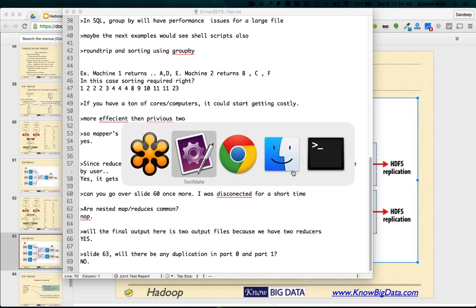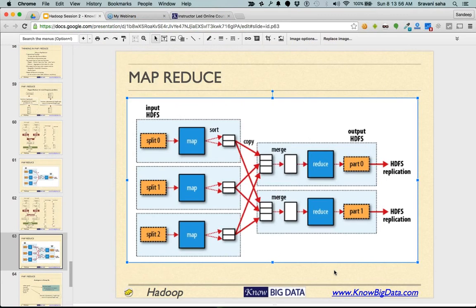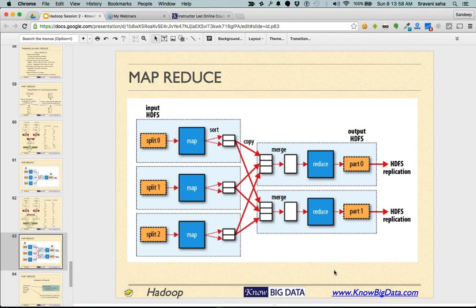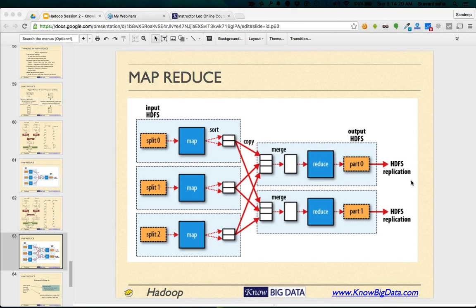It's a guarantee that Hadoop provides you, that one key will always be passed through one reducer. All the values of that key will be passed through that reducer. It won't happen that one key with half of the values goes to one reducer and another reducer gets the other values. No, all the values will be together.